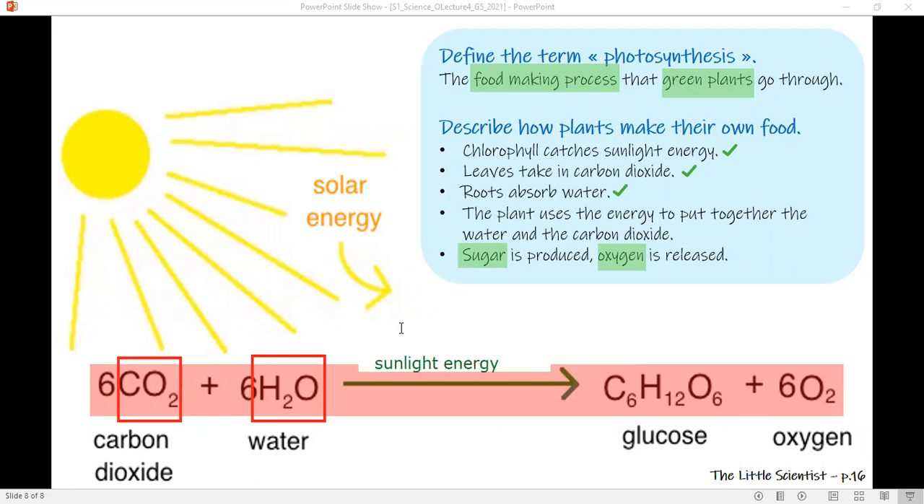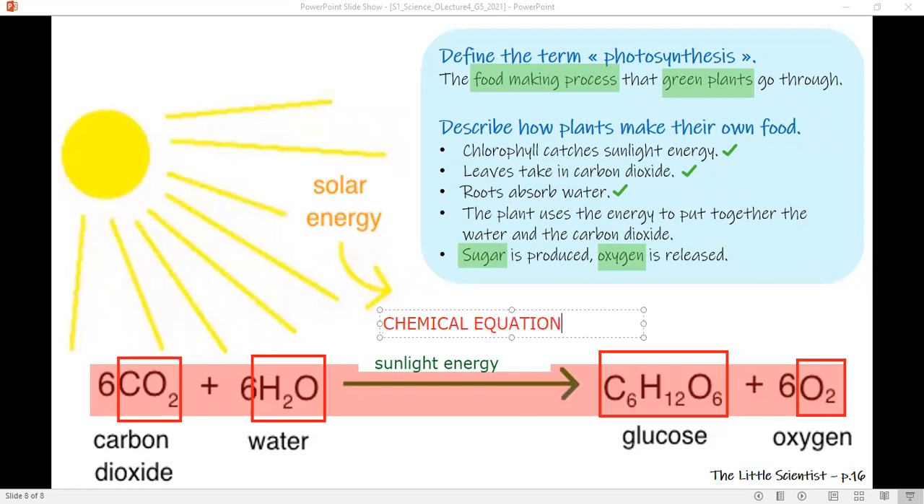CO2 plus H2O gives sugar, which is the glucose, C6H12O6. It is the name of a sugar produced by the plants, and O2 for oxygen. This is the chemical equation of photosynthesis. The one that we just saw in the previous slide was the word equation, and this is the chemical equation.